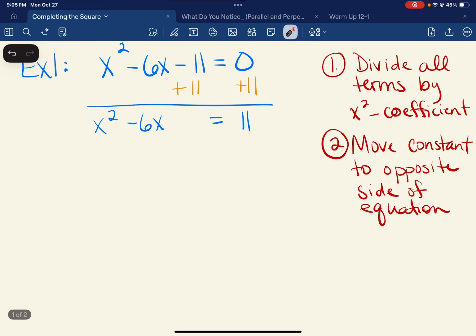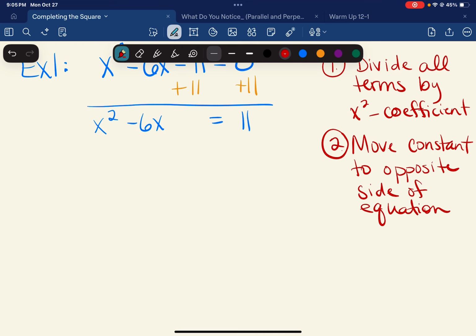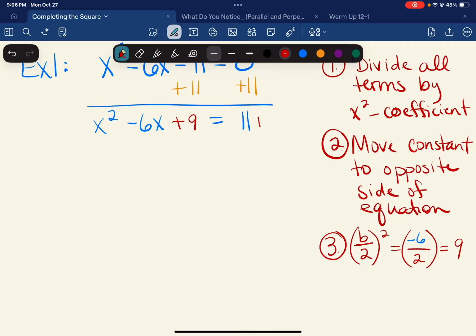So here is your third step. This is what I want you to do. You are going to take your b value, divide it by 2, and then square it. In this case, our b value was negative 6. So we take negative 6, divide it by 2, and then square it. Negative 6 divided by 2 gives us negative 3, and negative 3 squared gives us a positive 9. So we're going to add 9 to both sides of this equation.